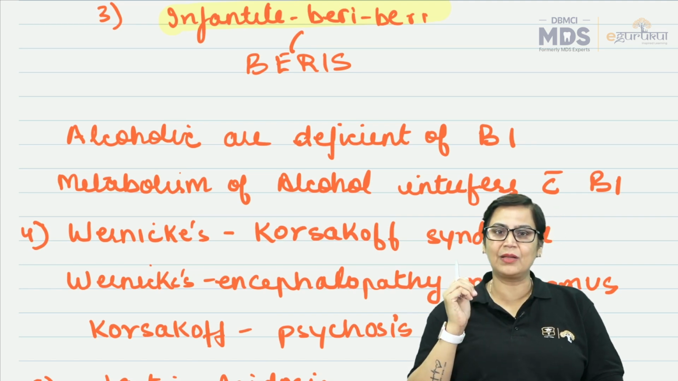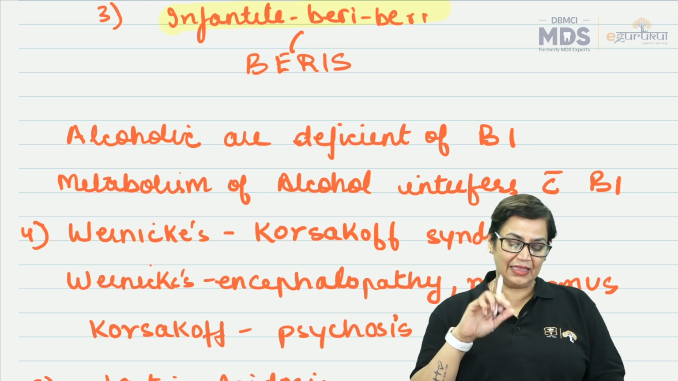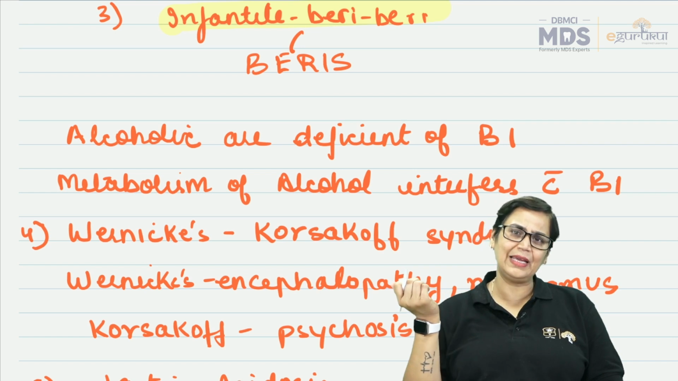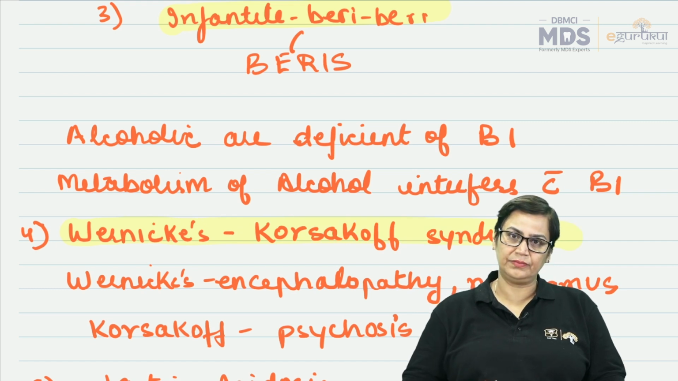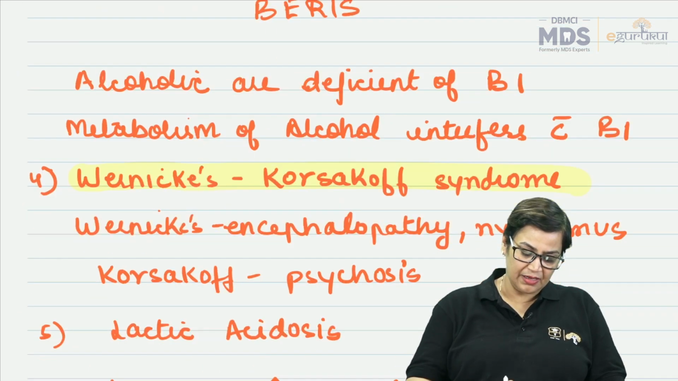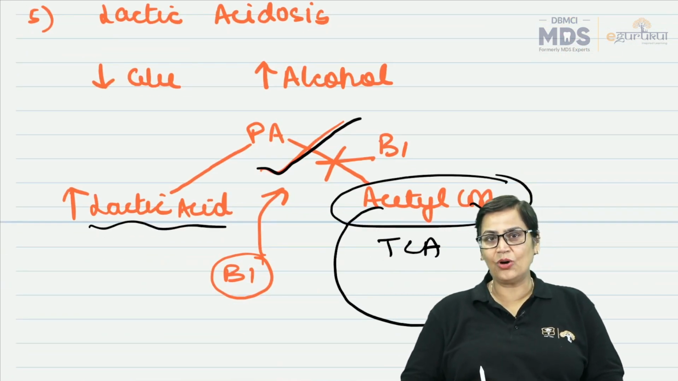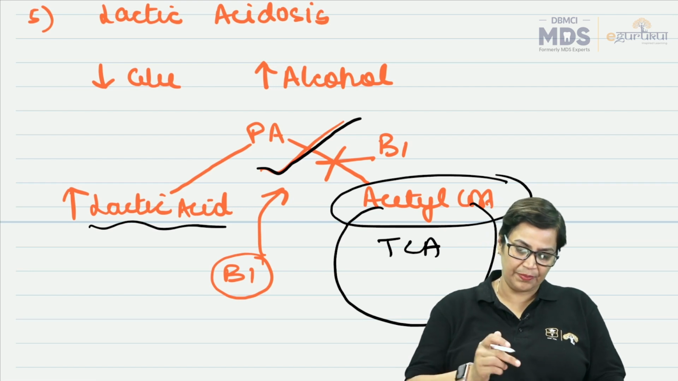Because alcohol metabolism requires NADH. And the enzyme here is alcohol dehydrogenase or aldehyde dehydrogenase, forming acetaldehyde. So it leads to Wernicke-Korsakoff syndrome. Right? And this is again very, very important, that if a person is alcoholic and B1 deficient, immediately thiamine supplementation needs to be given. So this is vitamin B1, TPP.